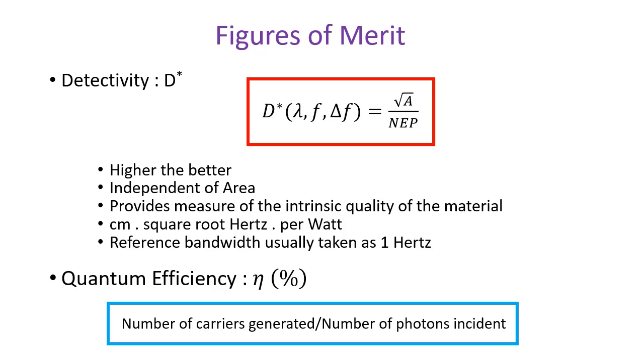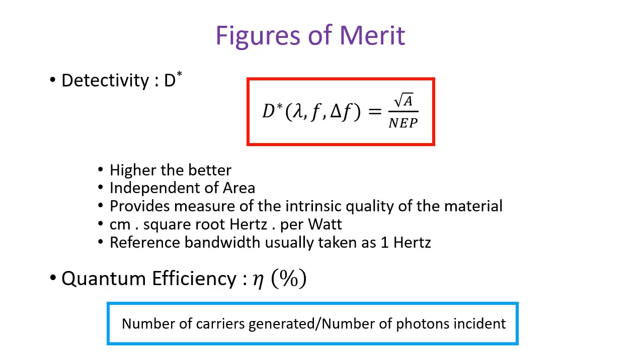Now clearly, the larger the detectivity, the better is a detector. Unlike the noise equivalent power, where the smaller the noise equivalent power, the better was a detector. Here higher is better. This is a quantity which is independent of the area, and because it is such a quantity, it doesn't depend on the design, but more on the intrinsic quality of the material involved in the process of detection.